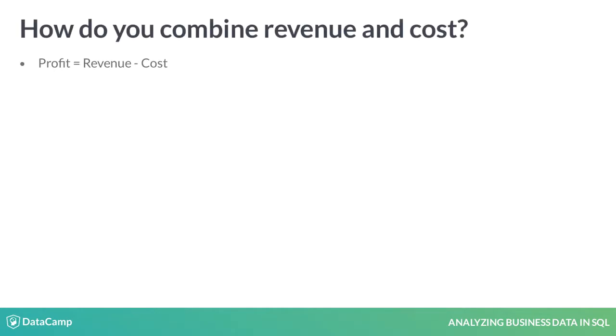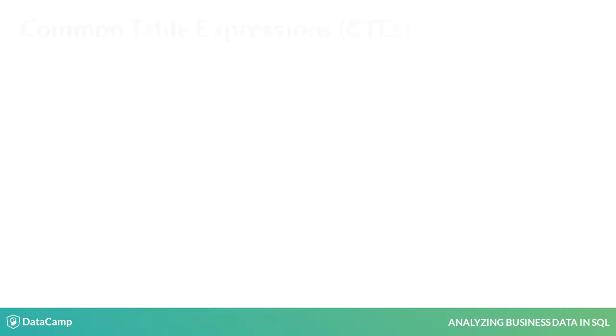Recall that profit is the difference between revenue and cost. You've seen the queries for both revenue and cost now. How do you combine them to calculate profit? Writing one query that combines the two turns out to be quite unwieldy. It would be much better to write the revenue query and the cost query separately. Then somehow write a third query that joins one to the other.